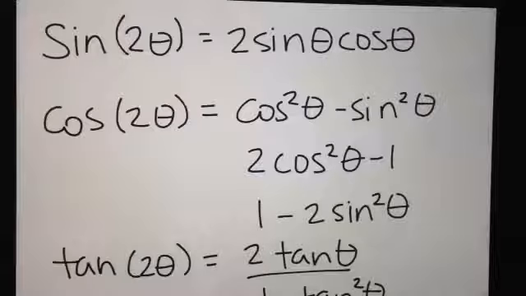So here are the double angle formulas, and you'll notice that with sine and tan you only have one option, and with cos you have three options. Honestly, you can just pick one and stick with it, or if you get bored you can switch it up. You'll get the same answer with all three of those cos options.